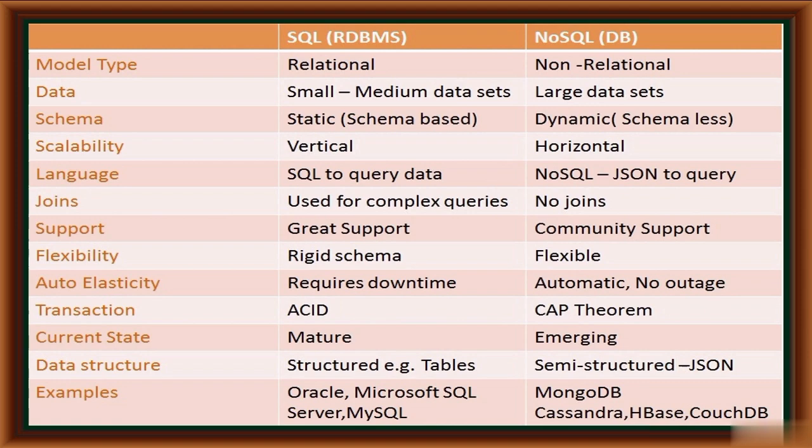Examples of traditional databases include Oracle, Microsoft SQL Server, MySQL. There are a lot more, but these are just a few. Examples of NoSQL databases include MongoDB, Cassandra, HBase, and CouchDB.